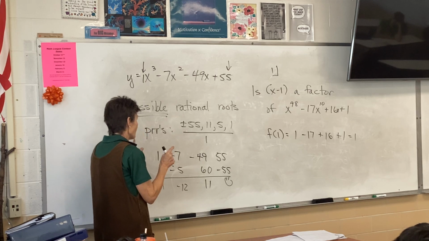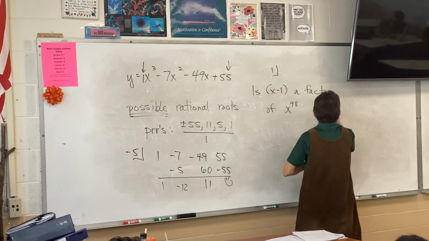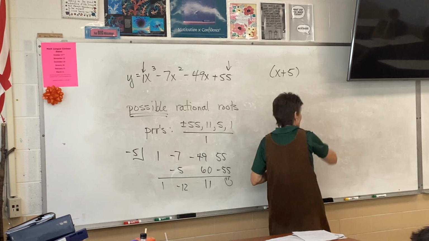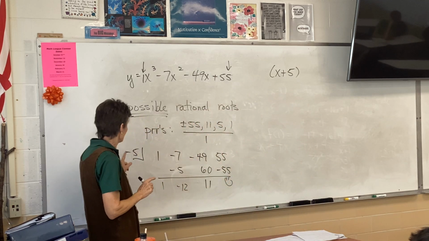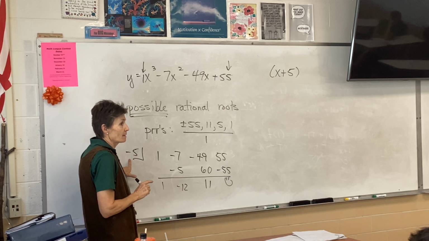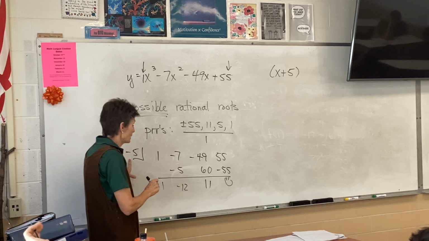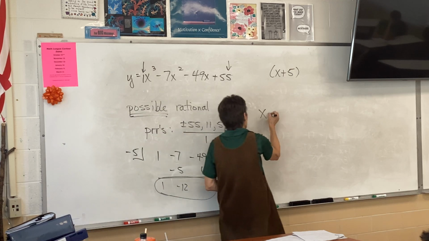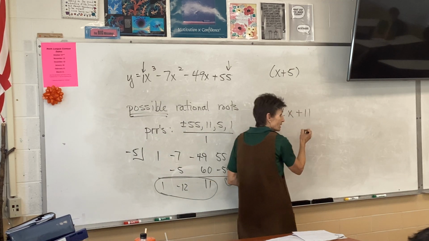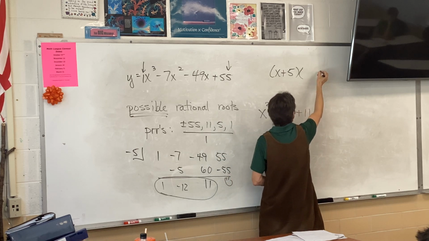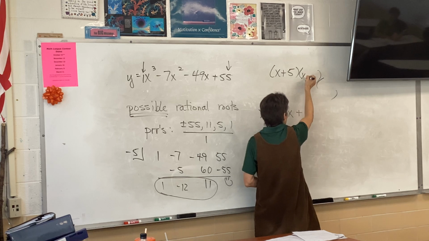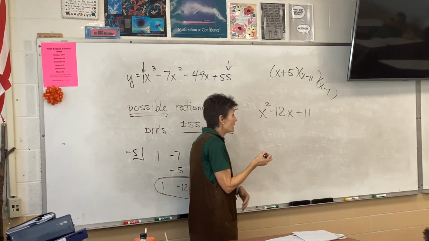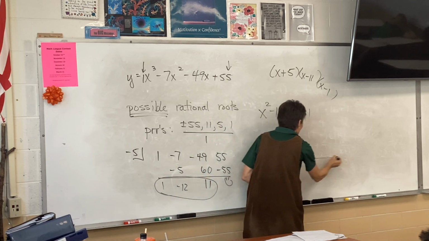Now, remember, we're trying to graph this thing. You just told me that if I divide by x plus 5, I'll get a remainder of 0. What is this other stuff? What's that? X squared minus 12x plus 11. Does that factor? Yeah. X minus 11, x minus 1. Now you're factored and you can graph.